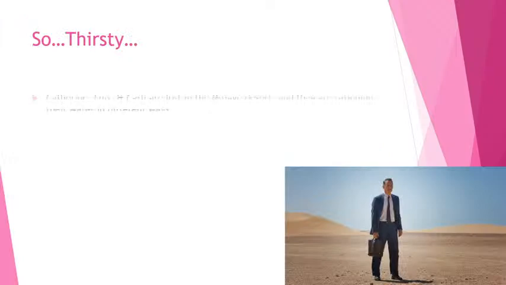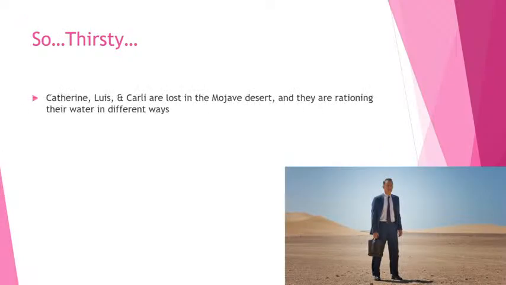So thirsty. Catherine, Louise, and Carly are lost in the Mojave Desert and they are rationing their water in different ways. So we're going to start with Catherine. Catherine has 30 ounces of water left and is drinking 2 ounces every hour. Does that make sense? Every hour, her watch goes beep beep, and she's like, okay, I can drink 2 more ounces. And then she drinks it, and then she puts it away. Does that make sense so that it'll last as long as possible?